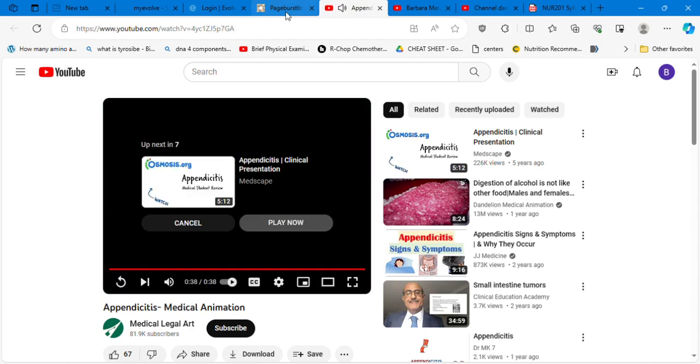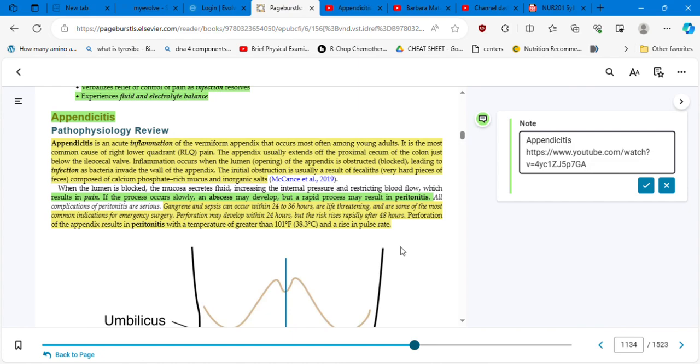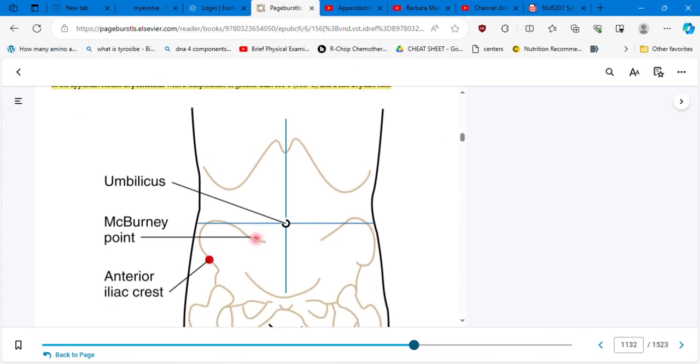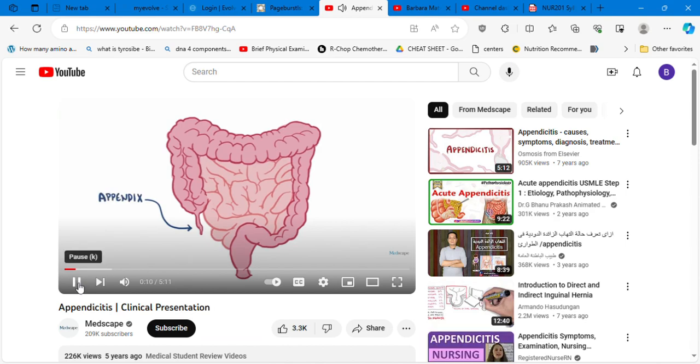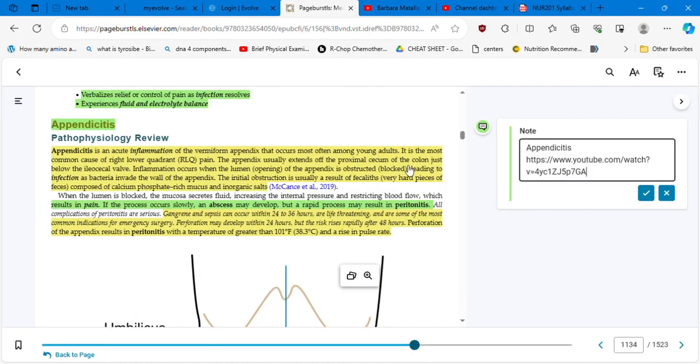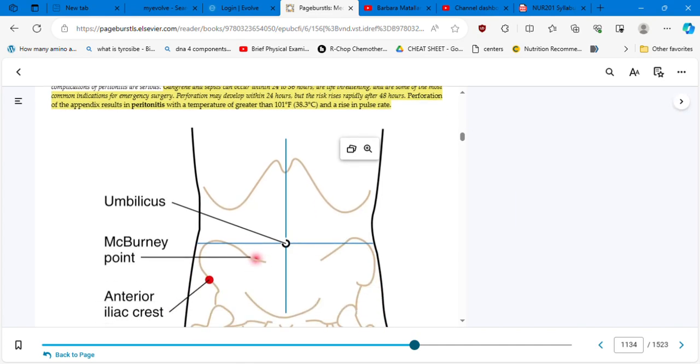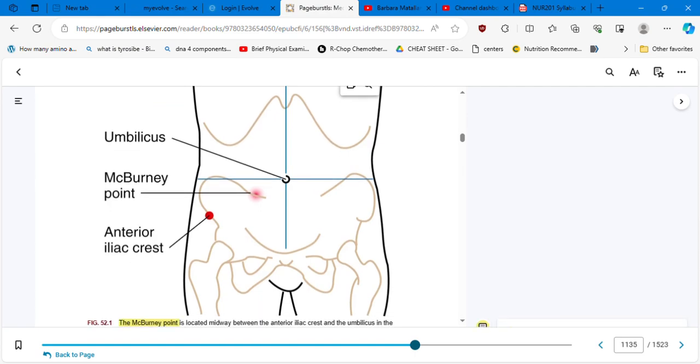Perfect. Thank you so much. Okay, so let's go here. We see this image. We have the umbilicus here in the center, and also we have the appendix, a little one-ended tube that's attached to the cecum of the large intestine. McBurney is the point. Someone wants to participate in our presentation. Okay, so let's go and see the image.